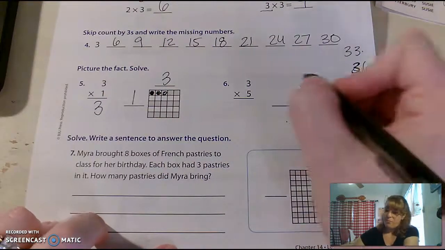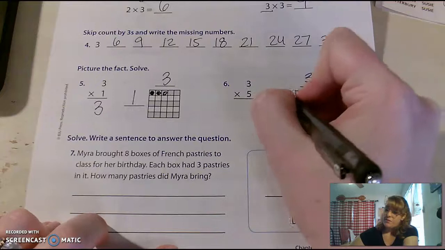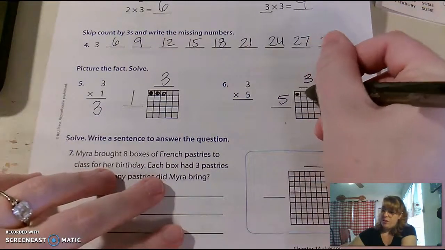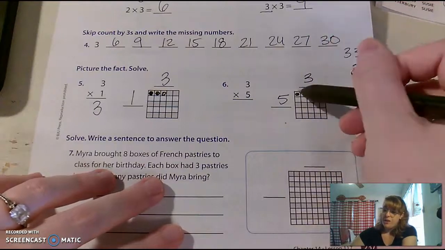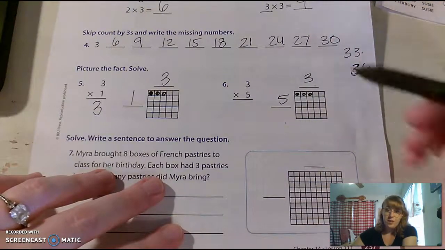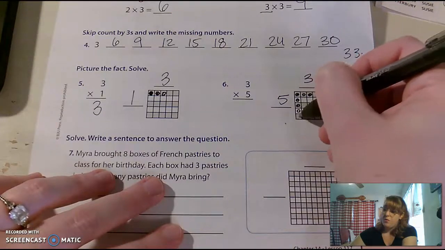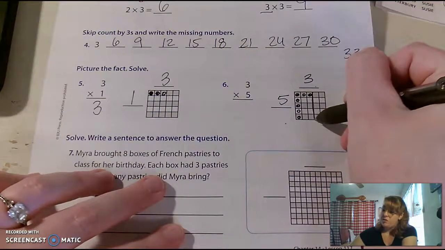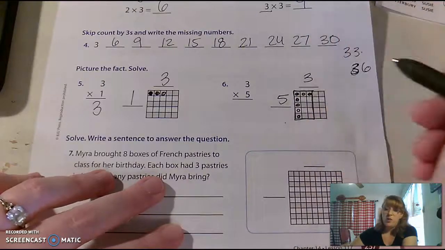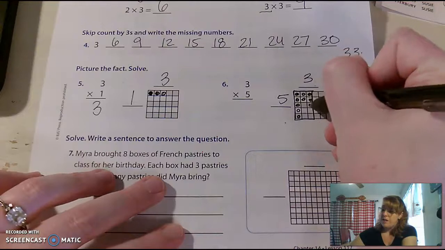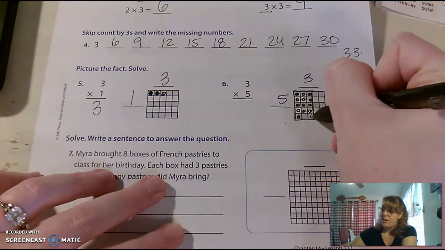Okay, let's do the next one. 3 times 5. Okay, here we go. I'm going to draw 3 dots here because I have 3 on the top. And I'm going to draw 1, 2, 3, 4, 5. Now, do you see this rectangle? It's not filled in yet. We have to fill in the rectangle. So I have my dots that I'm filling in.